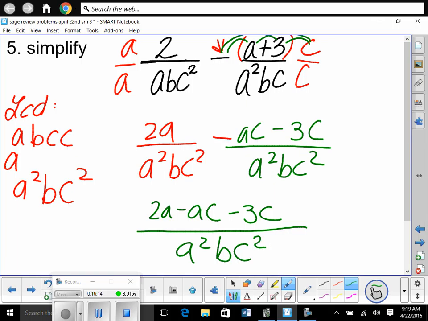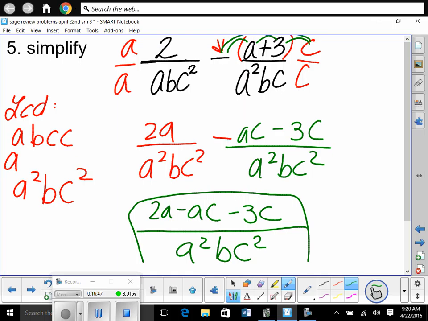Now let's think about it. Can we start dividing out a's and stuff? So look on top. Aren't these all connected with a minus sign? Now was there anything in common in all three terms we could factor out? No, right? So can we divide out anything unless it's exactly that? No, right? We can't divide out pieces. Do you guys all understand that? Okay, so this would be our final answer.